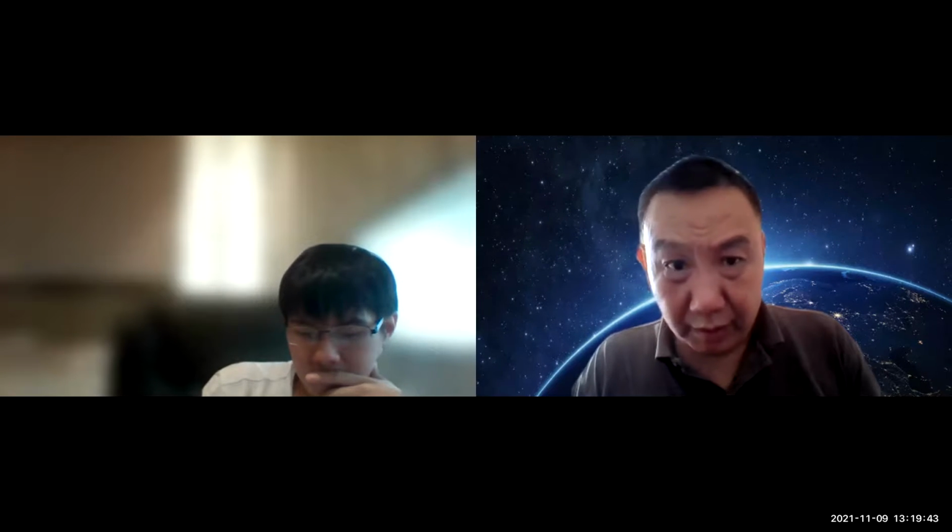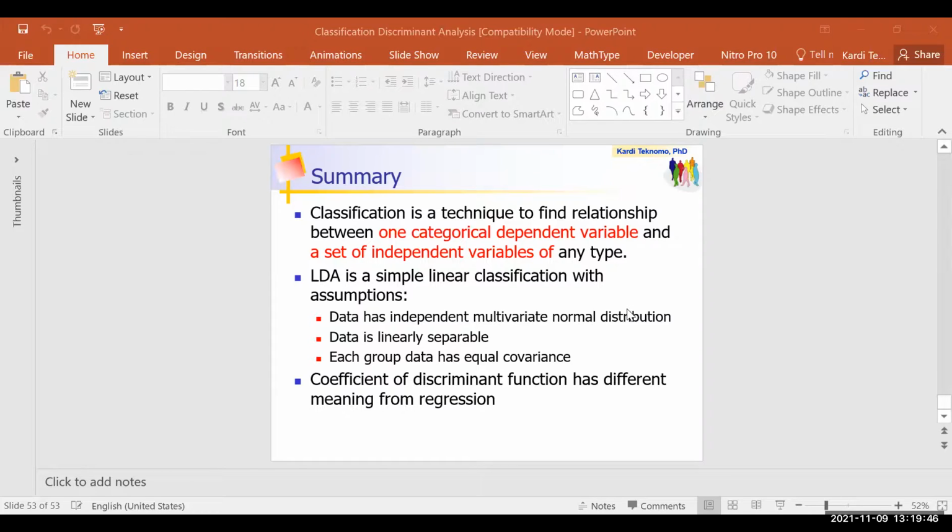In discriminant, don't forget the assumption behind discriminant analysis. This is important, so that you will know. Classification is a technique to find the relationship between one categorical dependent variable and a set of independent variables of any type, can be numeric or non-numeric. So LDA is a simple linear classification with a few assumptions.